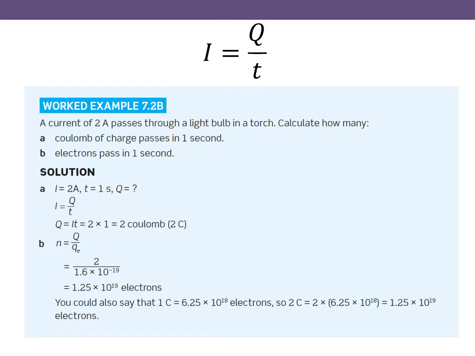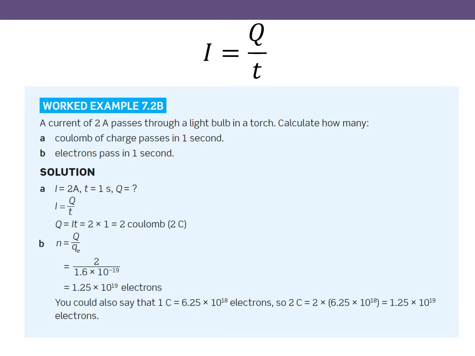7.2b on the same page, we have a current of 2 amps passing through a light bulb in a torch. Calculate how many coulombs of charge pass through every second and how many electrons pass through it each second. So just rearranging the formula I equals Q on T, we know I, we know T, and we're trying to work out Q. We have Q equals I times T. We have 2 amps of current times 1 second. So that means that 2 coulombs of charge would have flowed through our torch.